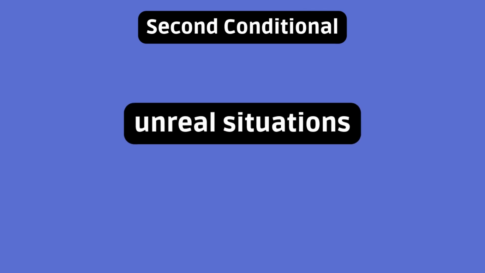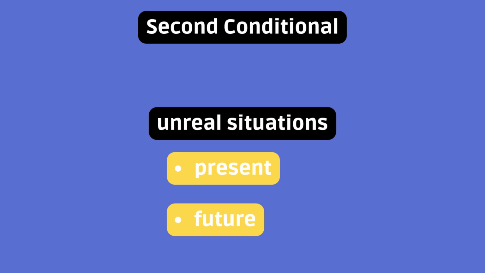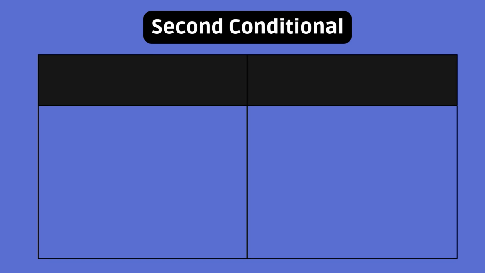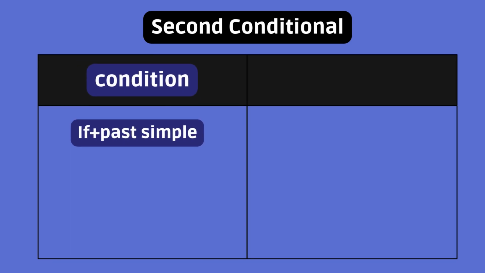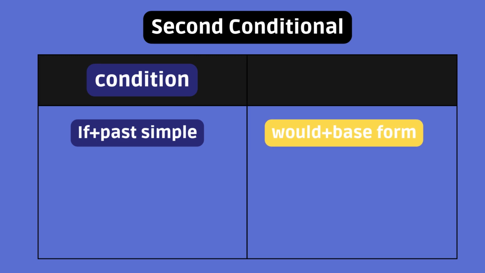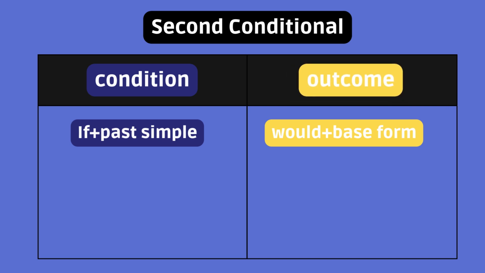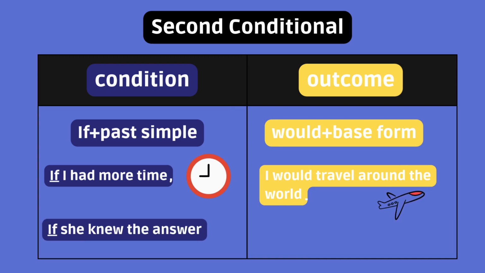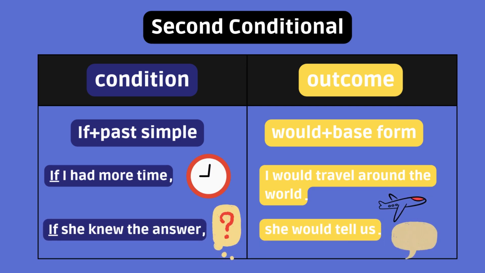So the second conditional is a sentence structure used to talk about unreal situations in the present or future. It's often used to express imaginary scenarios and their outcomes, such as dreams, wishes, and situations that are not currently true. Its structure follows the pattern if plus past simple for the condition, and would plus base form of the verb for the result or outcome. For instance, if I had more time, I would travel around the world. If she knew the answer, she would tell us.